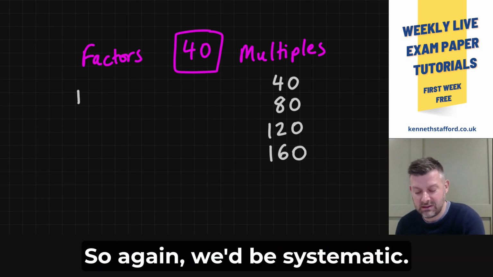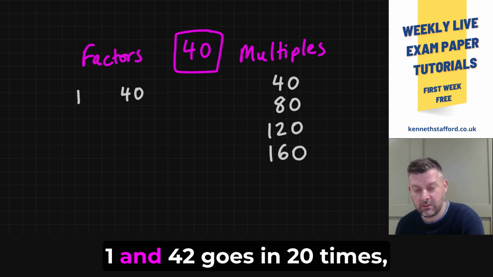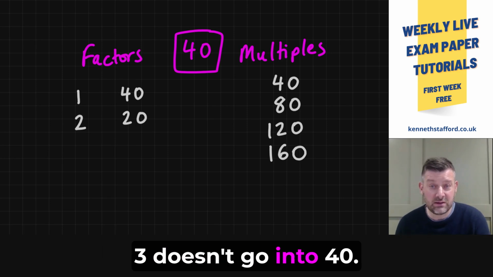So again, we'd be systematic. 1 and 40. 2 goes in 20 times. 3 doesn't go into 40.